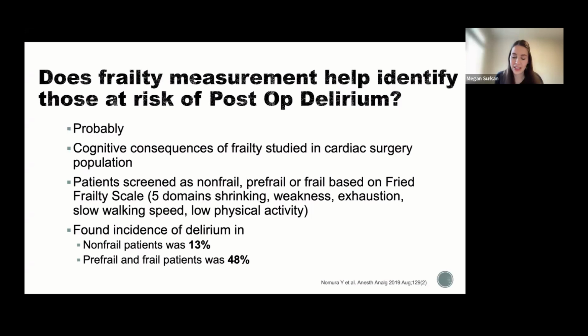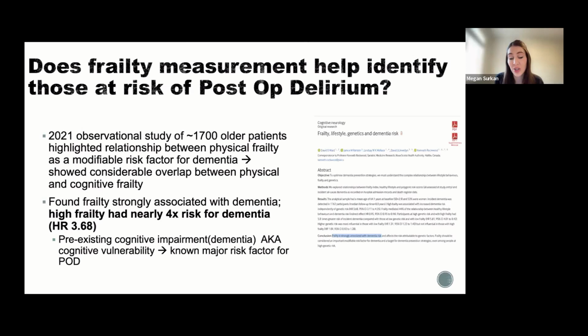And then another thing I wanted to look at, again, this isn't specifically about post-op delirium, but it ties in so nicely with frailty. Is there any evidence that identifying frailty may be a surrogate marker for finding those same people that might be at risk of post-op delirium? It does seem like that is the case. In this paper, they looked at the cognitive consequences of frailty in a cardiac surgery population, and they used the Fried frailty scale, those 5 domains, to identify non-frail, pre-frail, and frail. In patients that were not frail, the incidence of delirium was only 13%. If patients were pre-frail or frail, it was around 50%. So over double the risk of post-op delirium just by looking at frailty.